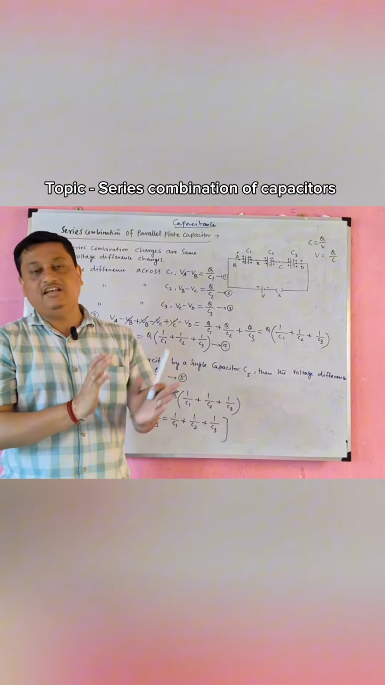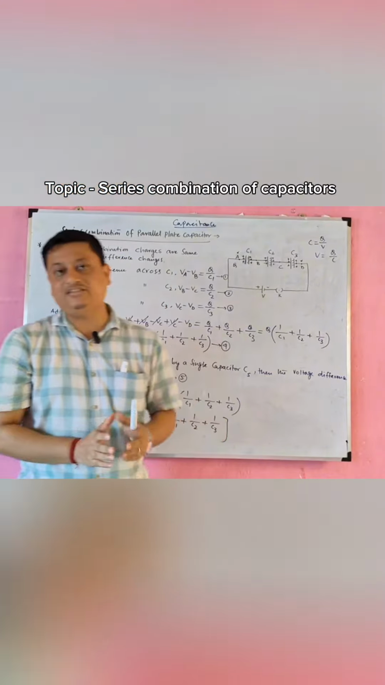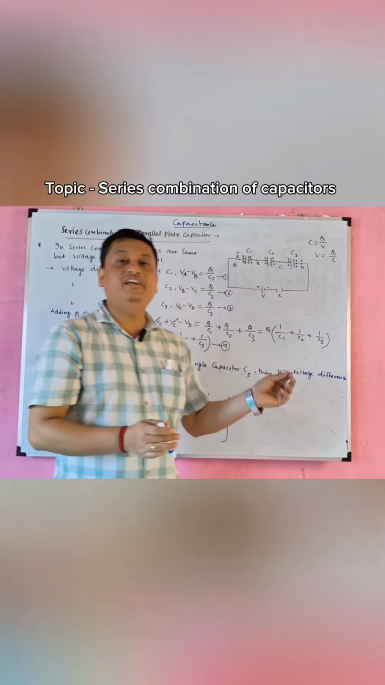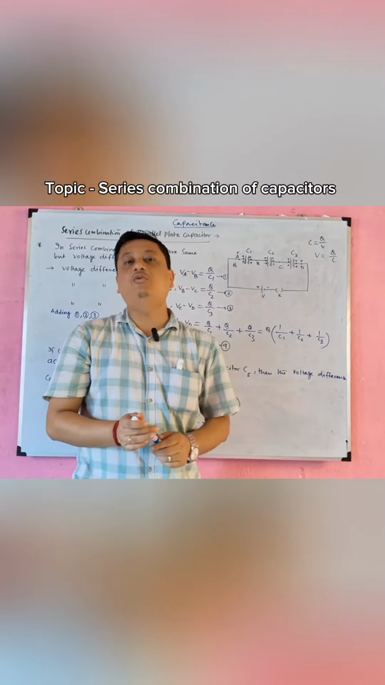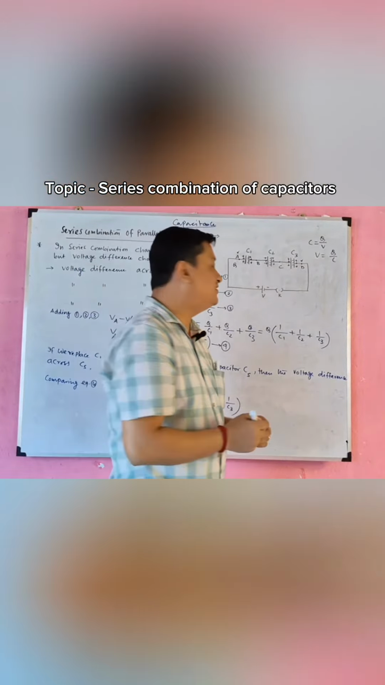But in most cases you will see the unit of capacitance given in a smaller form in your questions, that is the microfarad. And 1 microfarad equals how many farad? 10 to the power minus 6 farad.